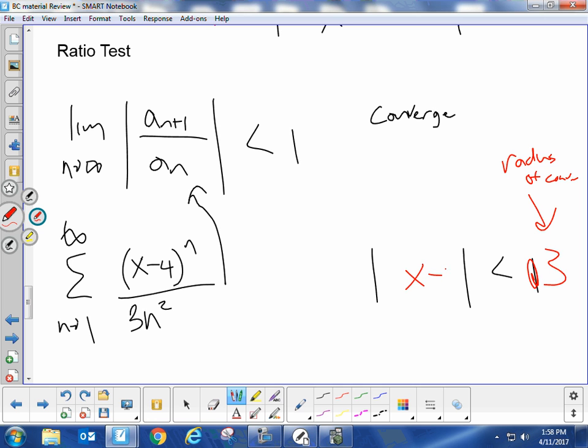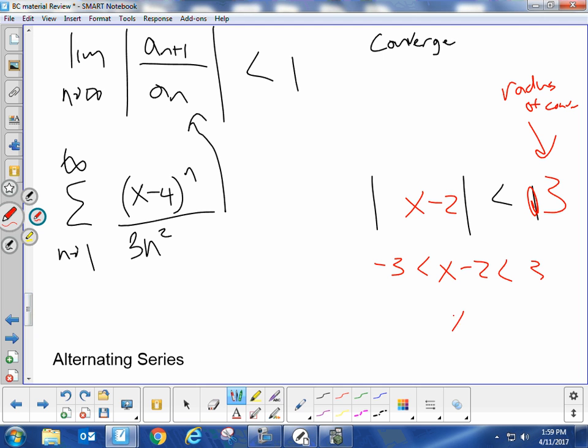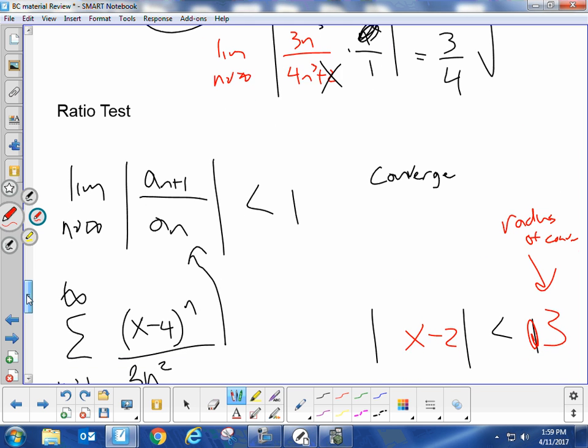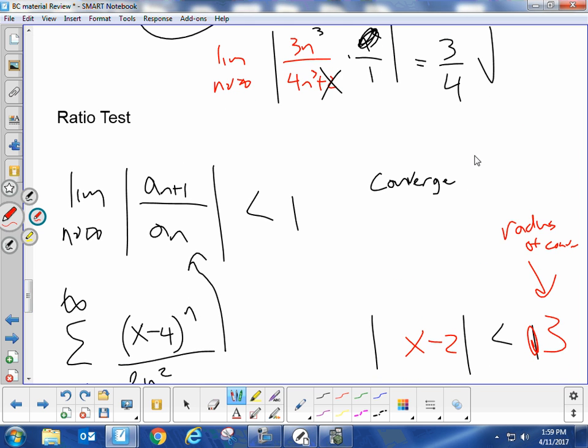If it was |x − 2| < 3, that's still the radius of convergence. The interval of convergence, typically we would then set this equal to that to get rid of the absolute value. And then we'd say x has to be less than 5 or greater than negative 1. Now, it's very important: the ratio test says we will converge absolutely.